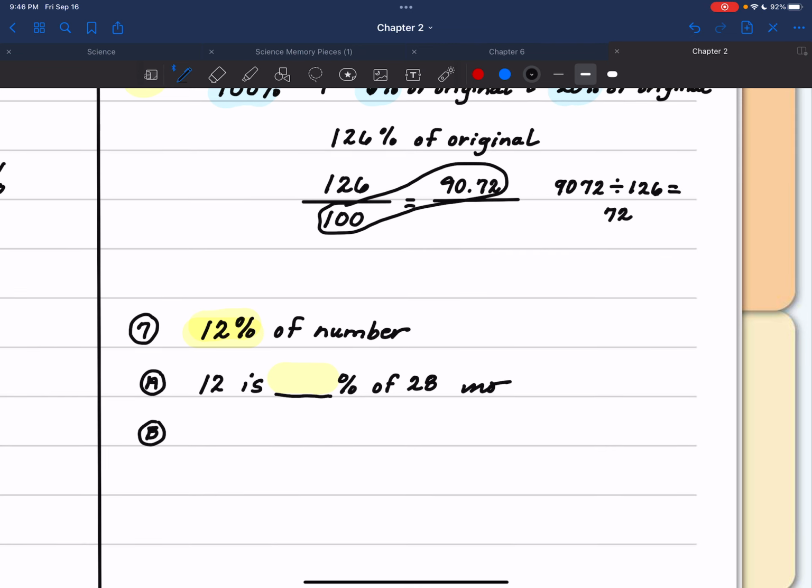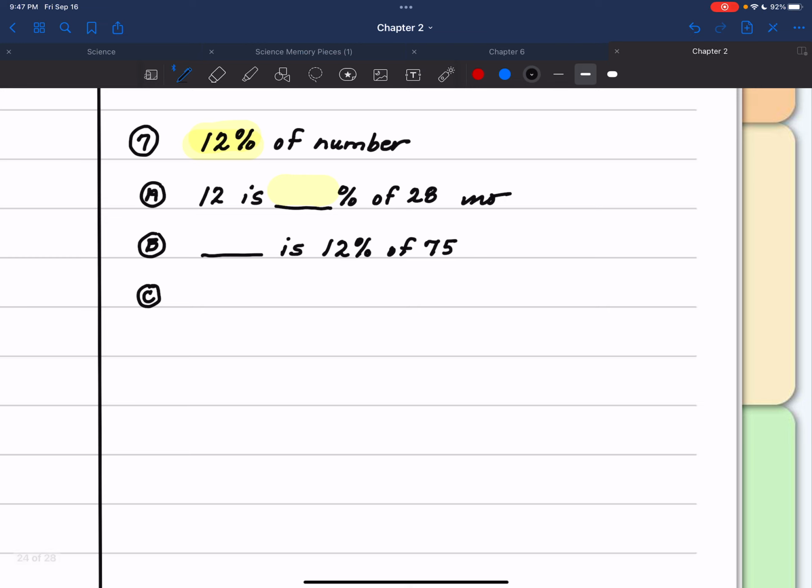B, a cookbook has 75 recipes, and 12% of the recipes are for desserts. How many of the recipes are for desserts? So blank is 12% of 75. Okay, I like that one. But let's look at our others.